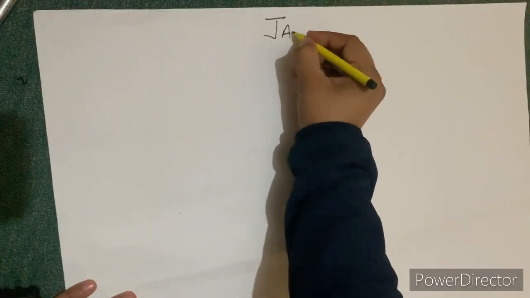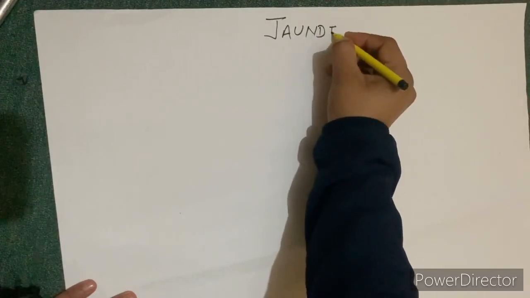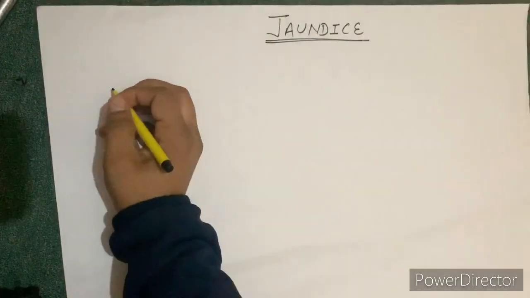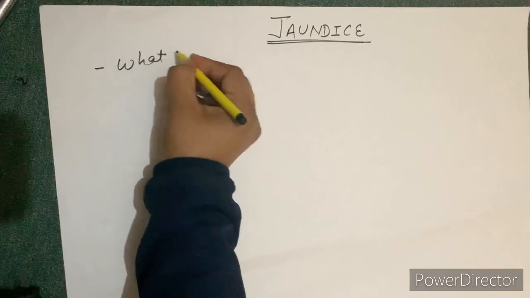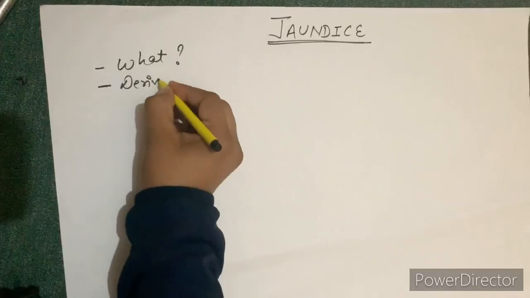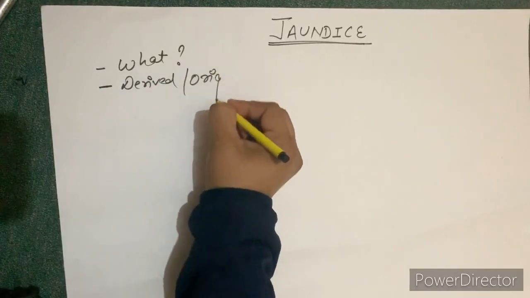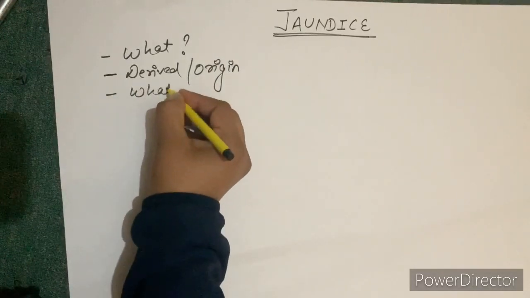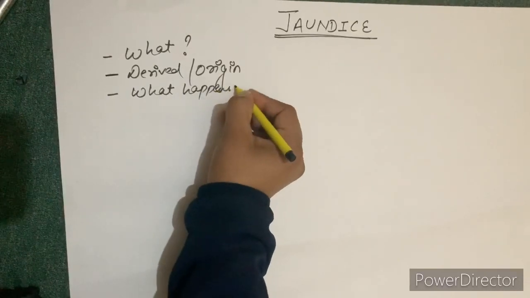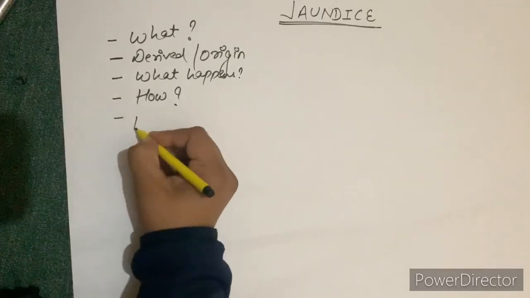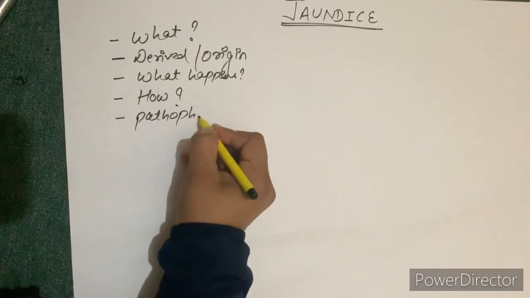So now we are going to start our topic. The topic name is jaundice. In this video, we discuss what is jaundice, from where this word is derived, or you can say originates, what is the origin of this word, what happens in this, how it affects the human body, and what is the pathophysiology of this.